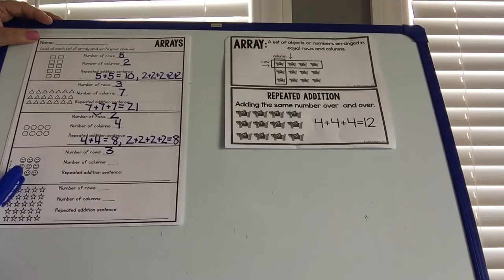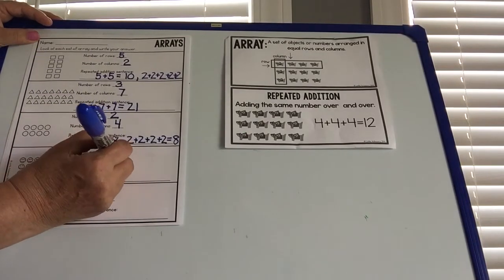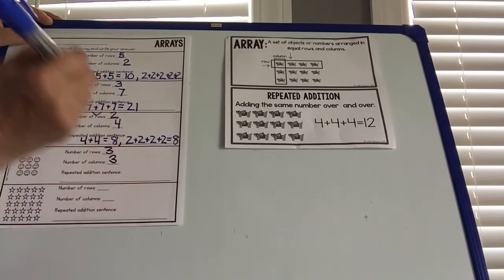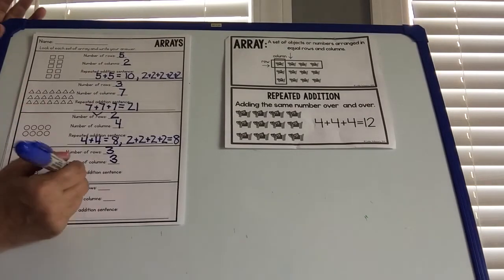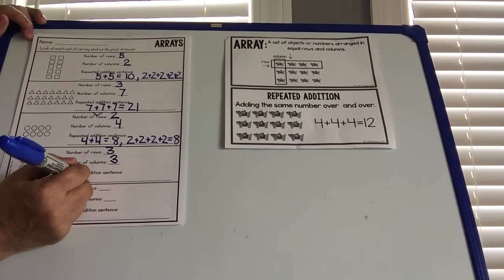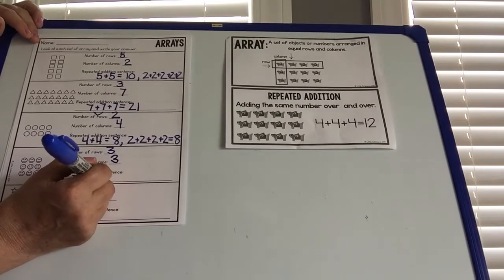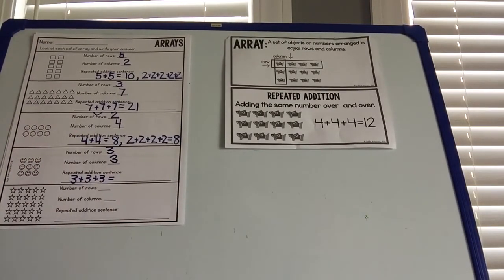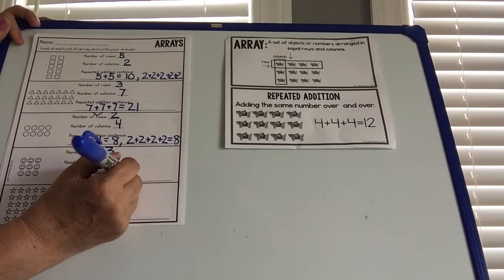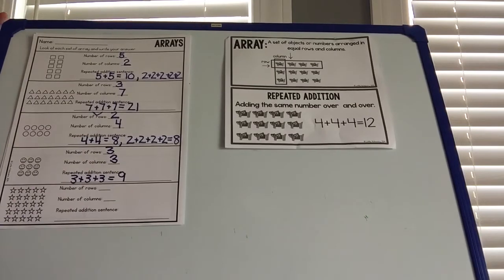And how many columns? Oh my goodness. 1, 2, 3. The same. Wow, that's right. What's our repeated addition sentence going to say? Well, that's pretty easy. The numbers are the same. So we are going to write 3 plus 3 plus 3. And we know, boys and girls, 3 plus 3 is what? 6. That's right. And you add 3 more and you get 9.